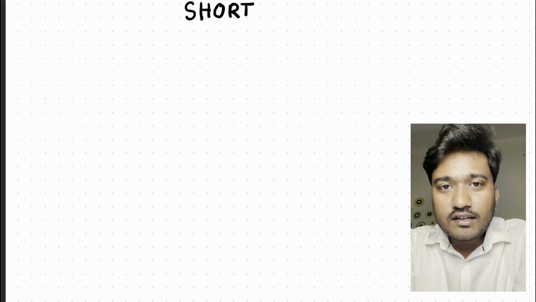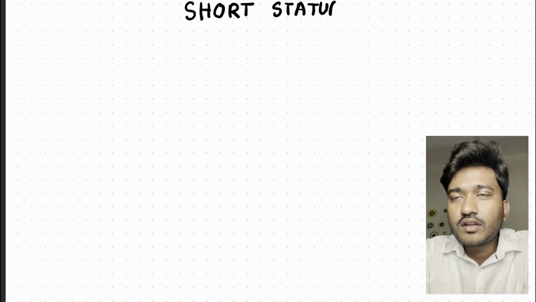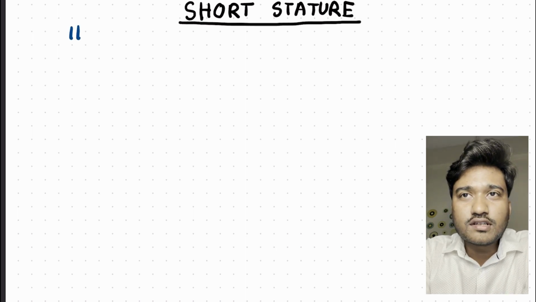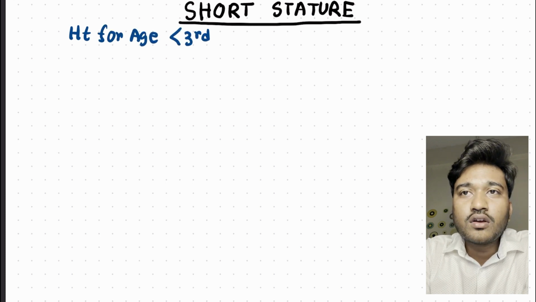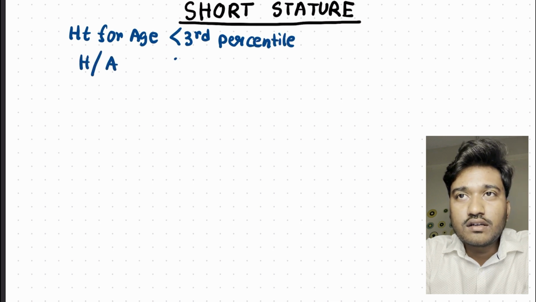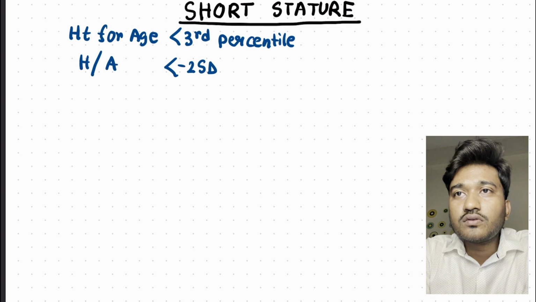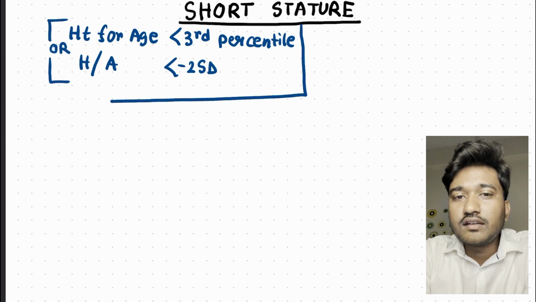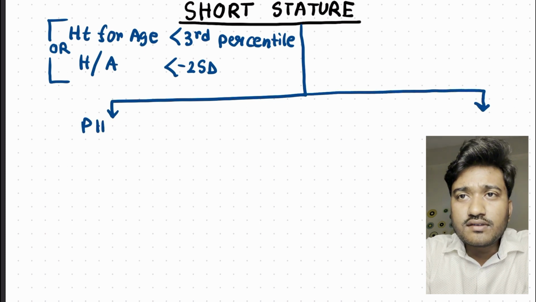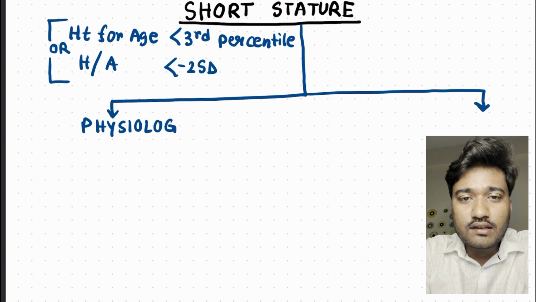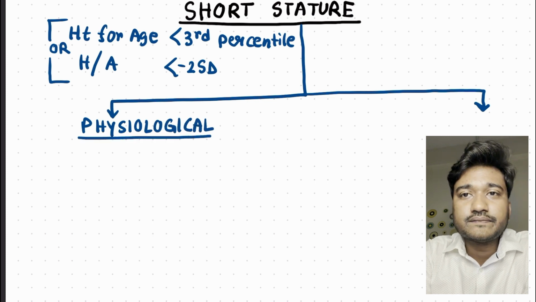Okay, let's talk about short stature. So what is the definition of short stature? Definition of short stature is when the height for age is less than third percentile or less than -2 standard deviation, we call it short stature. So for telling short stature, we need to plot the height of the child in growth chart. There are two types of short stature. One is physiological short stature and another is pathological short stature.